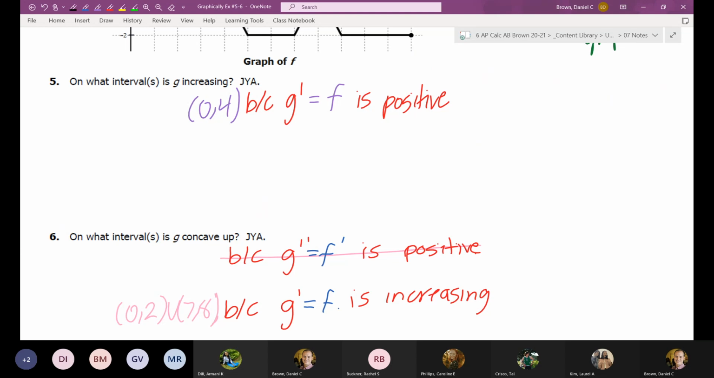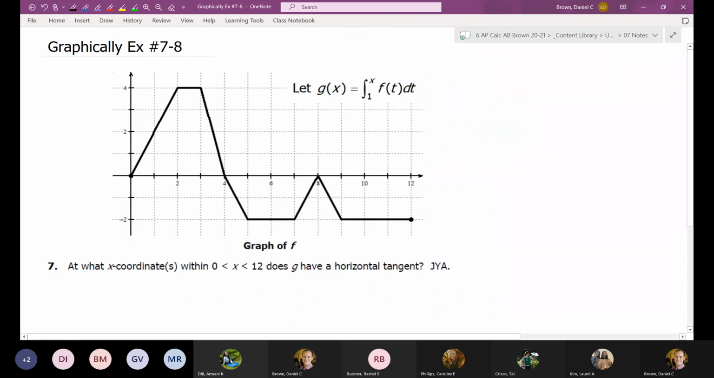All right, last slide we're doing today. Same graph, same g of x, more questions analyzing it. It says at what x coordinate within 0 to 12, so we're not including 0 or 12, does g have a horizontal tangent line? So again, pulling stuff from our heads from first semester, when we see a function having a horizontal tangent line, what calculus fact should we be thinking about or connecting to that statement? The first derivative is equal to 0. So when we see horizontal tangent line, what does that mean? That means the first derivative is equal to 0.